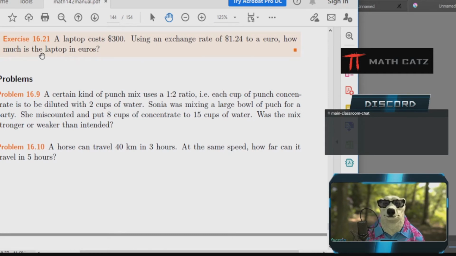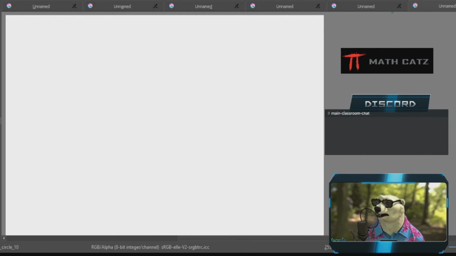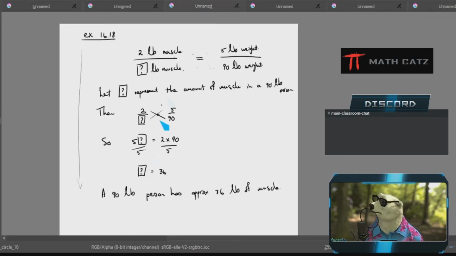Last one. 1621. A laptop costs $300. Using an exchange rate of $1.24 to a euro, how much is the laptop in euros? So now some people think, oh, do I multiply? Do I combine? I don't care, honestly. I could not stress how little I care. I'm not looking for shortcuts. This is pretty short already, let's be honest here. This is the detailed version.